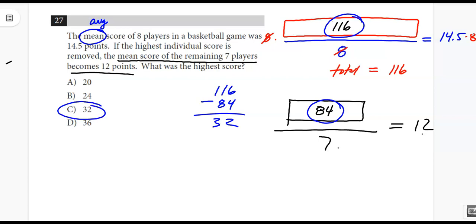So that's a pretty valuable skill of working backwards. If you know how many people there are, and you know the average, you can multiply backwards to get the total. And that's the key to a lot of these type of problems.